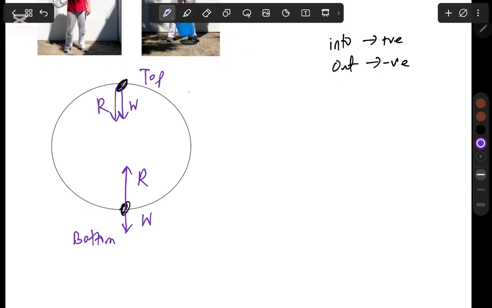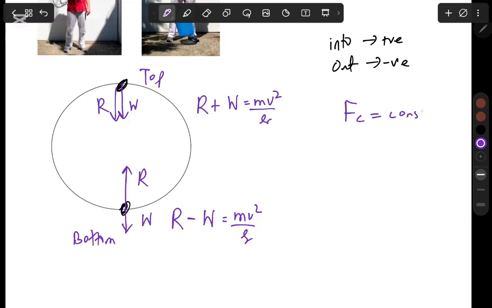Alright, so at the top we're going to have the equation, as both are acting inward, R plus W is equal to mv squared over R. And then at the bottom, you're going to have the reaction force acting into the circle minus the weight is equal to the centripetal force. Centripetal force is constant, remember.